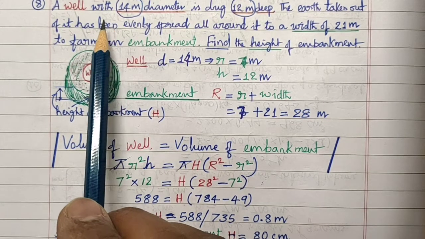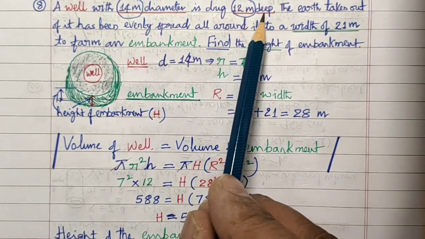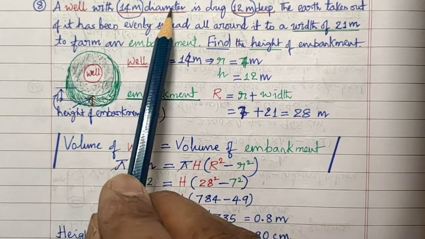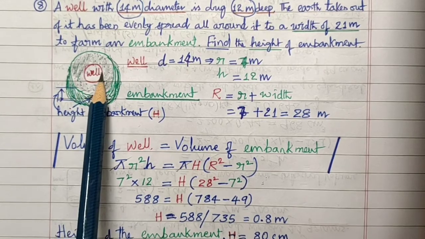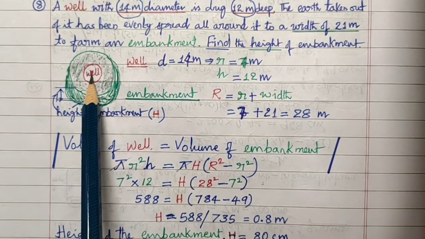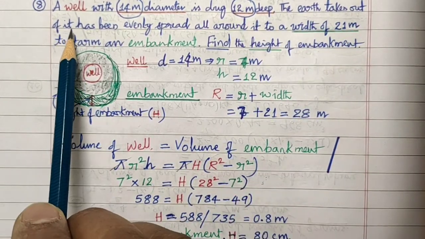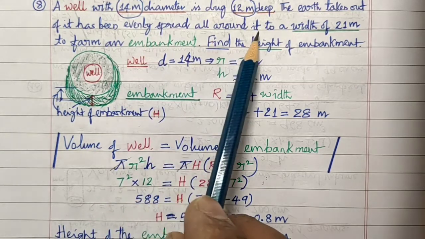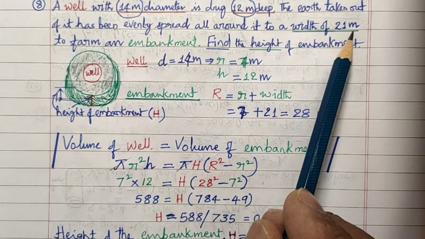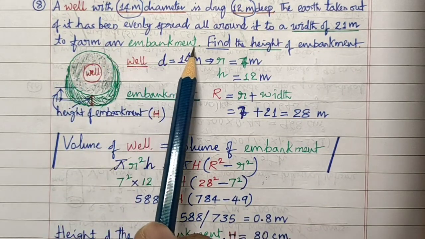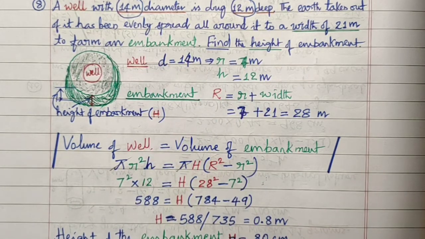A well with 14 meters diameter is dug 12 meters deep. This is the well of diameter 14 meters, and the depth of this well is 12 meters. The earth taken out of it has been evenly spread all around it to a width of 21 meters to form an embankment. Find the height of the embankment.